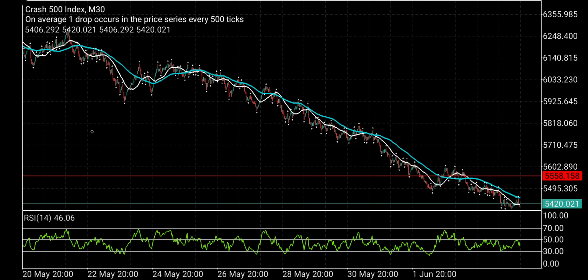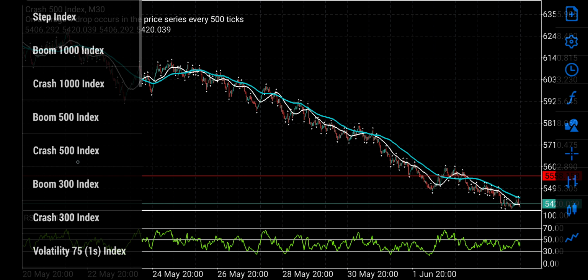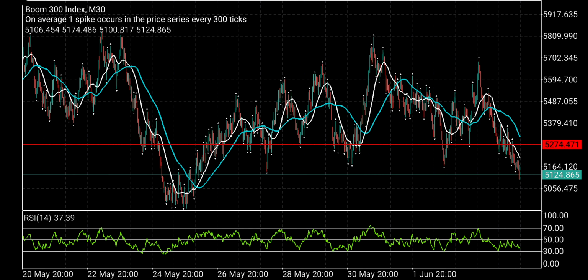Okay, let's go to first crash 300, boom 300. Okay, boom 300. So what do you guys notice right here? What do you notice? You can see that boom 300 has had a serious resistance level right here. This is level 1, this is level 2. Okay, this is 1, I think 2, 3, and this is the first time touching it.